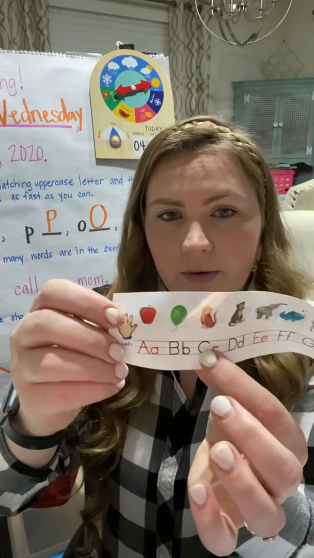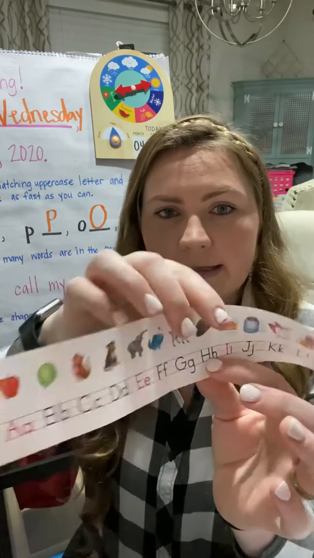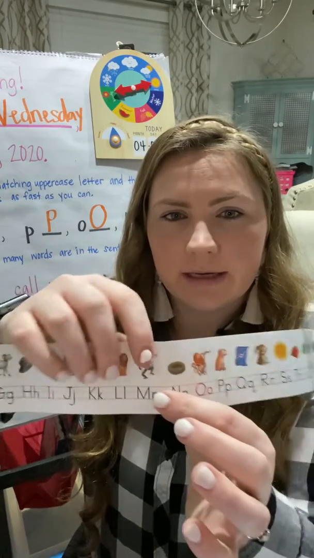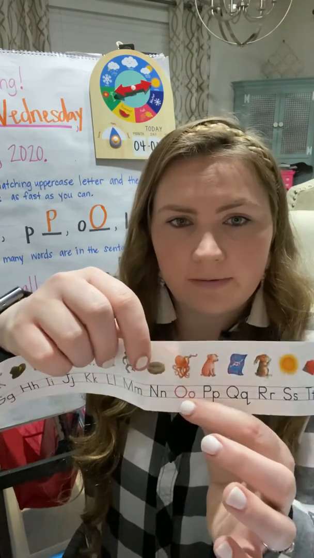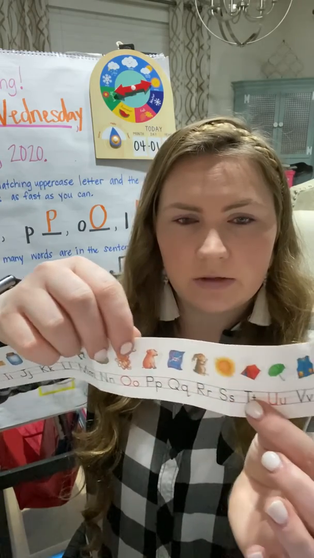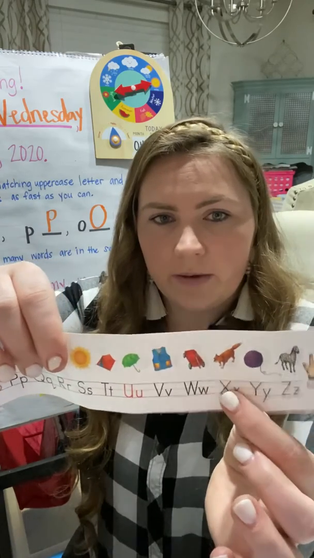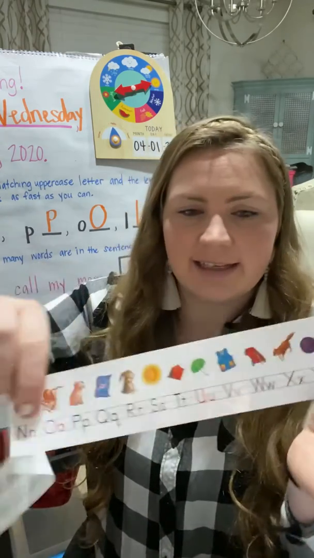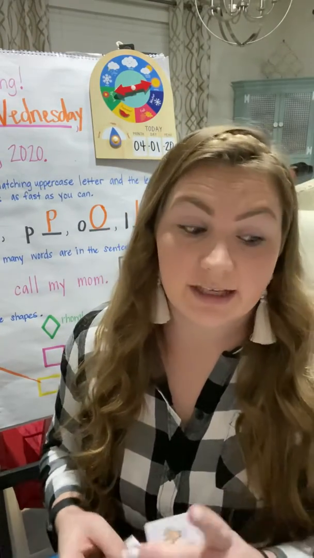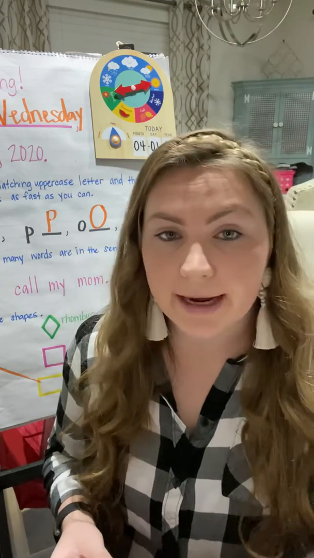1, 2, 3, 4, 5, 6, 7, 8, 9, 10, 11, 12, 13, 14, 15, 16, 17, 18, 19, 20, 21, 22, 23, 24, 25, 26. Good. Those of you who said 26 letters, there are 26 letters in the alphabet. Nice job.